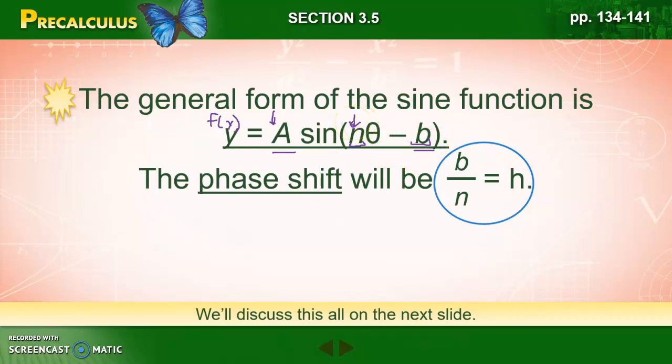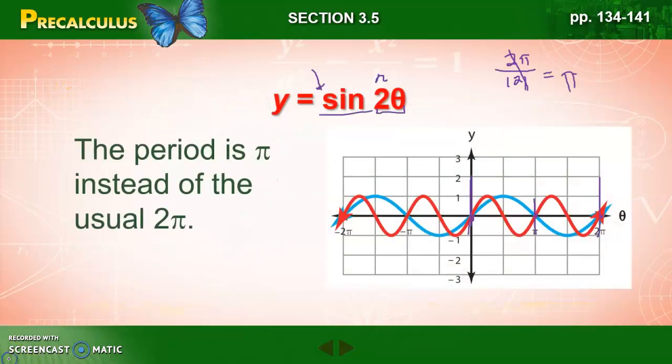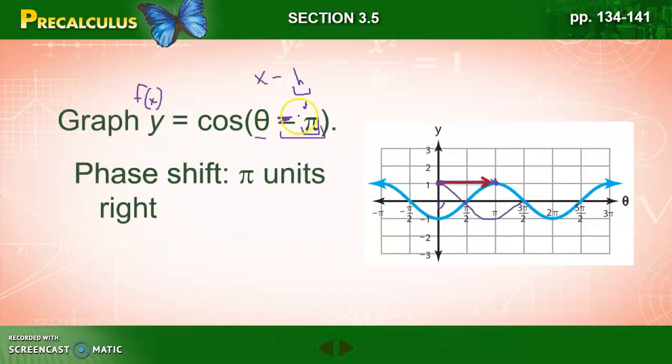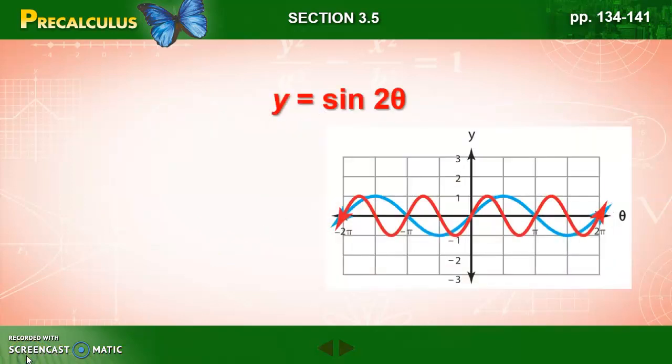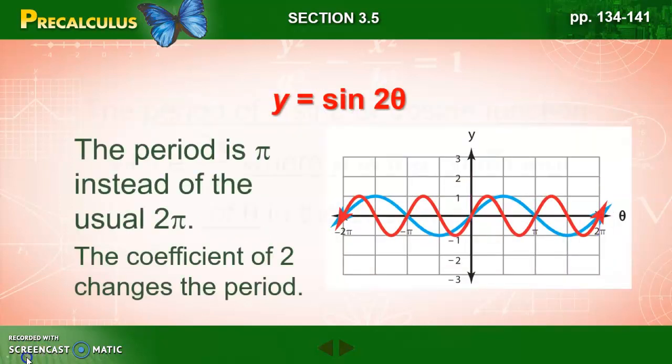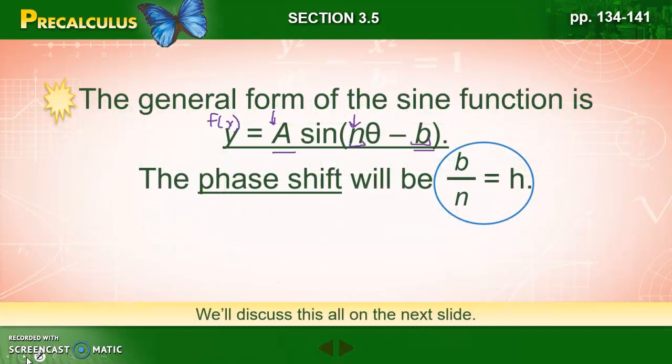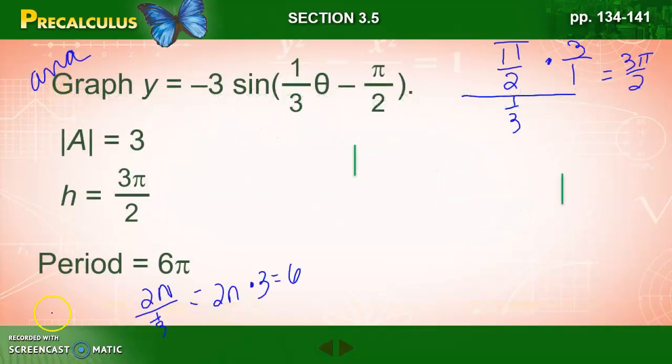So to determine our phase shift, it will be b divided by n. Now, when we did our phase shift earlier, let's back up a few slides to where we did our phase shift. We took b divided by n. In this case, our n is 1. So our phase shift was b divided by n, pi divided by 1, which was just pi. But we're not always going to have a 1 in front of that theta. So we need to determine the phase shift even when our coefficient isn't 1. All right, let's come on back to an example here.